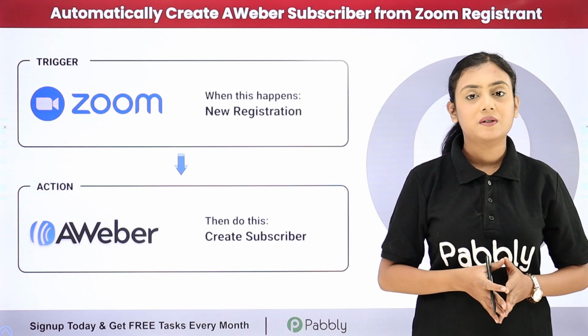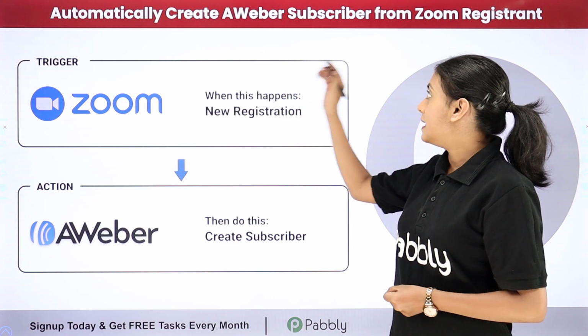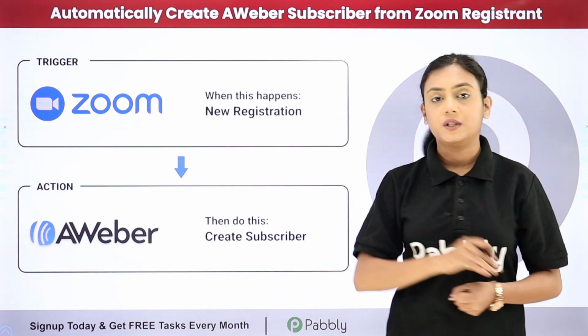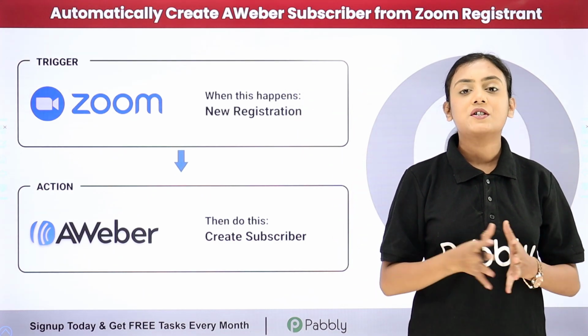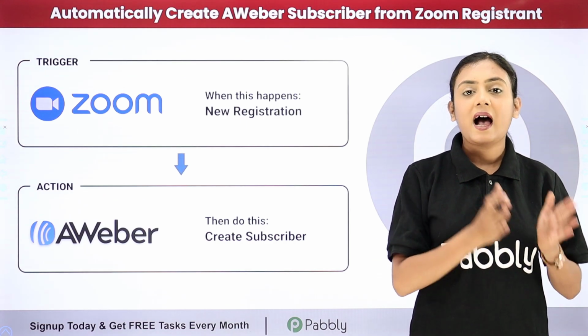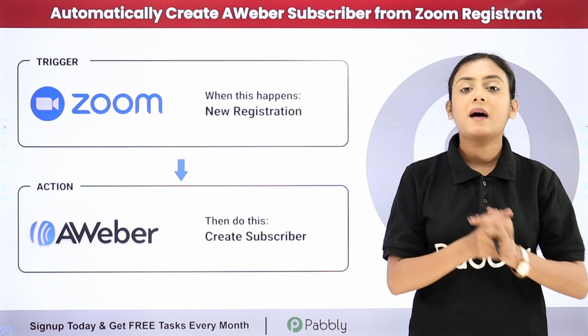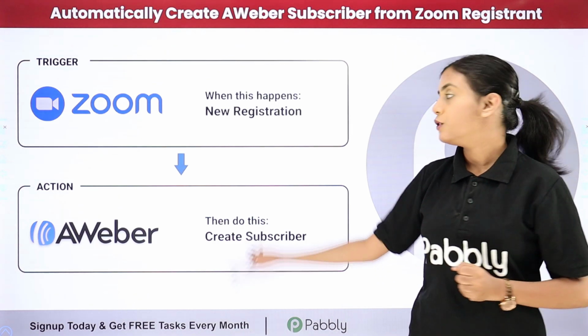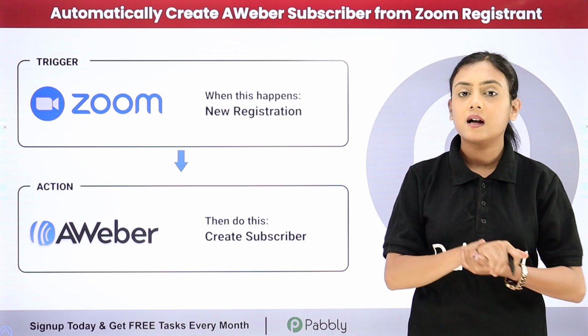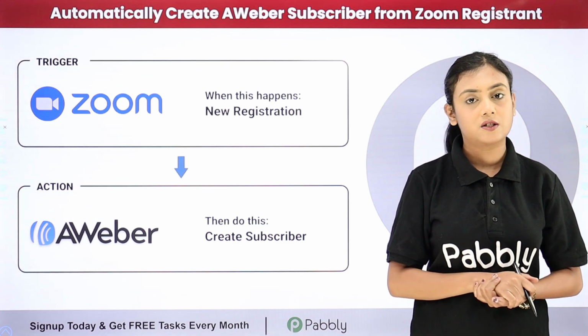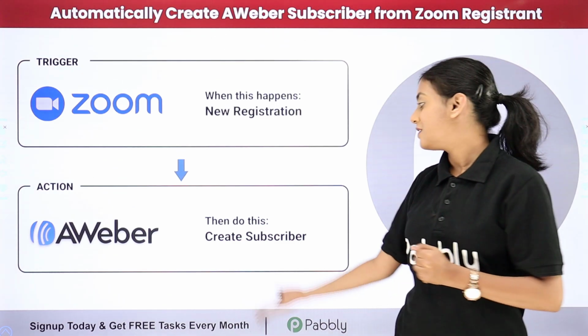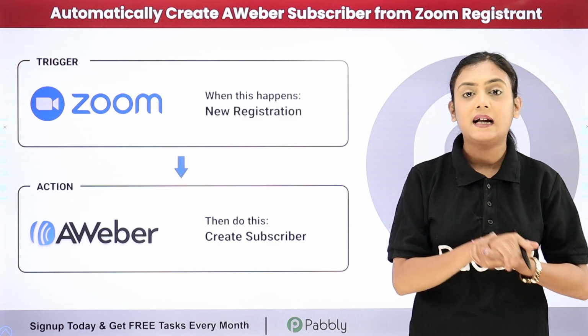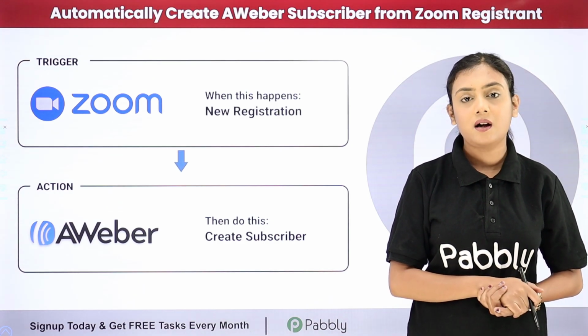In this video we're going to learn how to automatically create a web subscriber from Zoom Registrants. So I am a personality development coach and I host a lot of webinars which I manage with the help of Zoom. Here what I want is that as soon as a new registration is done for the webinar that I am hosting on Zoom by the registrant, I want to add that registrant as subscriber. I want to create that registrant as subscriber in my AWeber account.